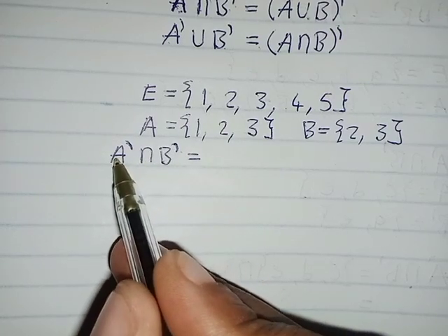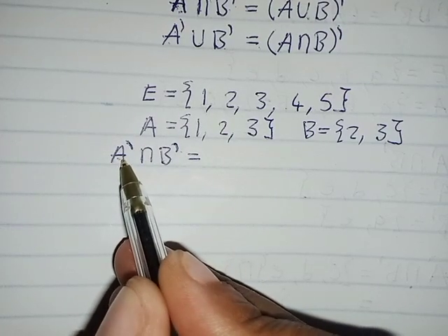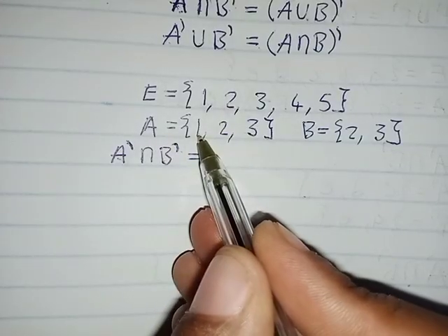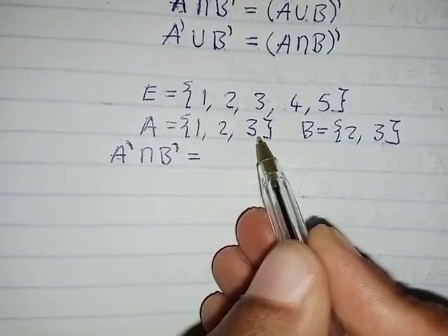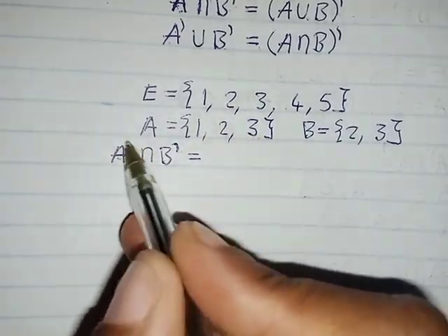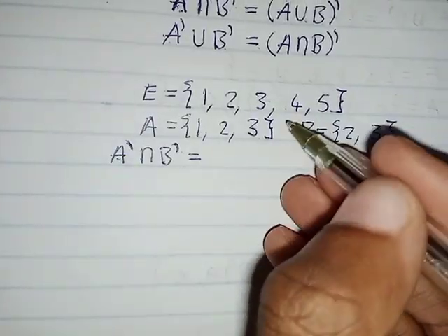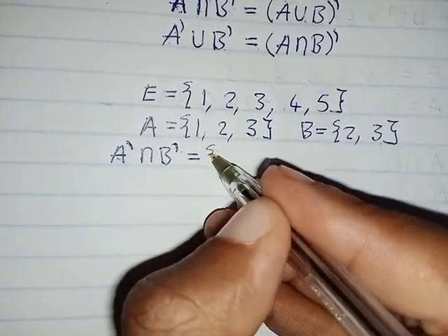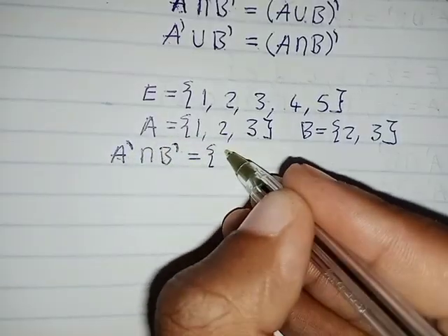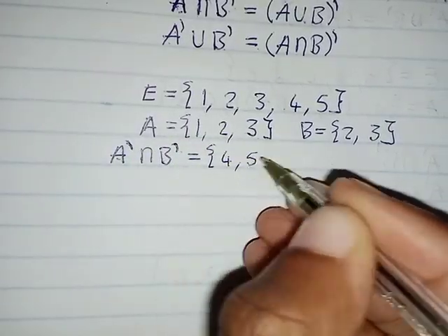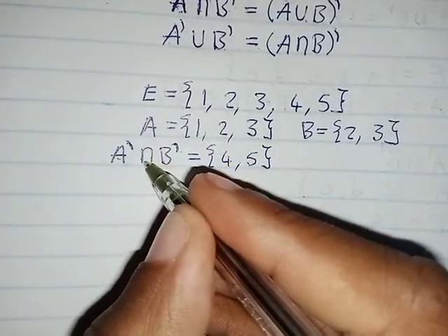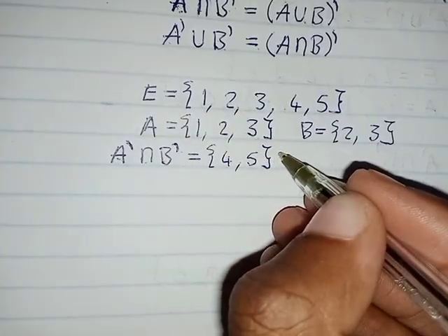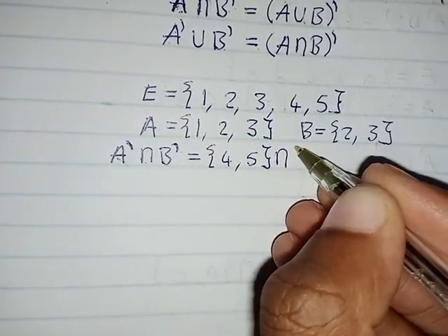A complement means things that are not in set A. So if we look at our set A, we have 1, 2, 3. Now let us list things that are not in set A. So things that are not in set A are 4 and 5. So I'll write for this one, we have {4, 5}, like that. Then we have the intersection in the middle. So I'll put intersection like that.